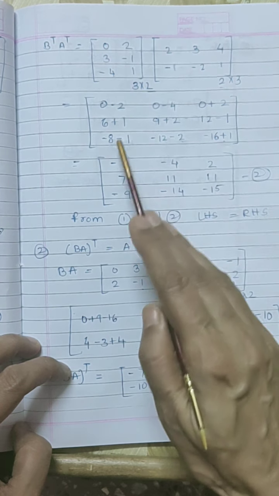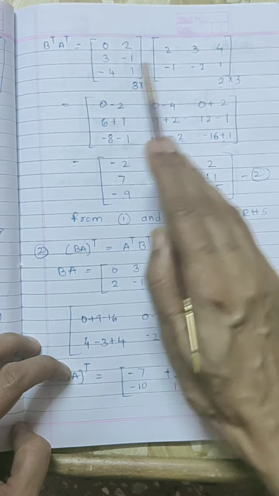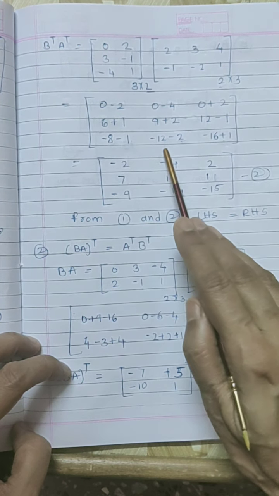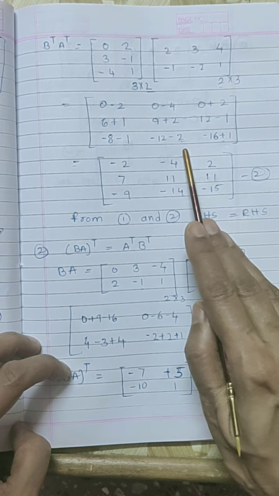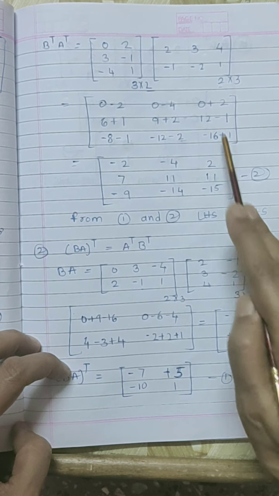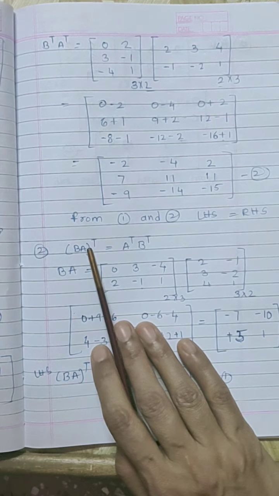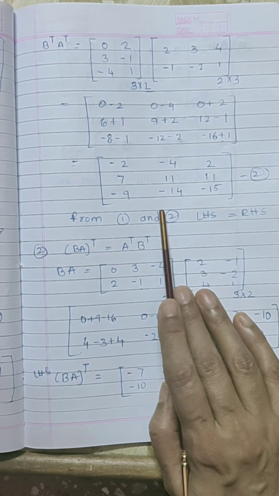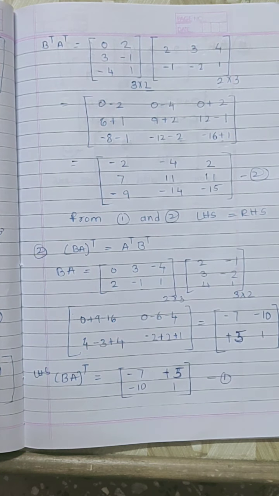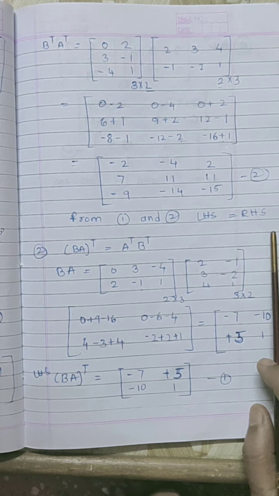Minus 4 into 2 is minus 8. 1 into minus 1 is minus 1. Minus 4 into 3 is minus 12 and 1 into minus 2 is minus 2. Minus 4 into 4 is minus 16 and 1 into 1 is 1. Do the calculation, you will get the B transpose A transpose matrix. Now see, the RHS, B transpose A transpose, and this matrix, they both are the same. So from 1 and 2, LHS is equal to RHS.